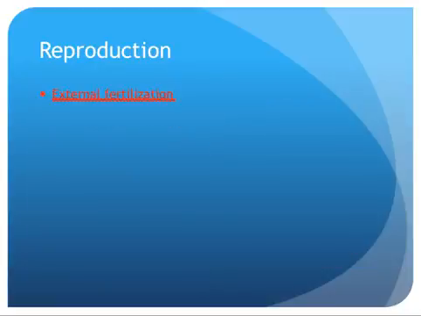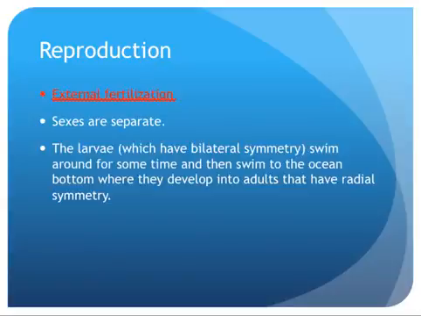And then for reproduction, all echinoderms have external fertilization, and the sexes are separate. So males release sperm into the water, females release eggs into the water, and they meet. The larvae, so after an egg and a sperm meet, they develop into a larvae, which is a little echinoderm. They swim around for some time and then swim to the ocean bottom where they develop into adults. And it's interesting to note that larvae have bilateral symmetry, but the adults have radial symmetry. So it's suggested that echinoderms came from a bilateral ancestor.